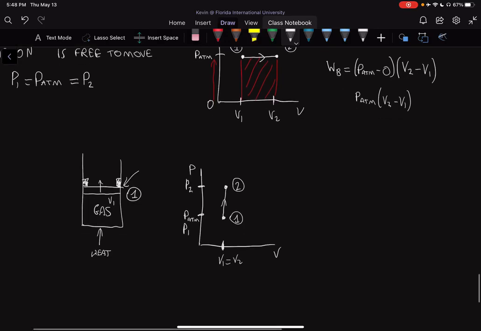Now, in the second system, do we have any area under the curve? No, we don't. It's a vertical line. There's no area. Therefore, the work boundary is equal to 0. And it makes sense. Whenever the piston does not move, we do not have work.